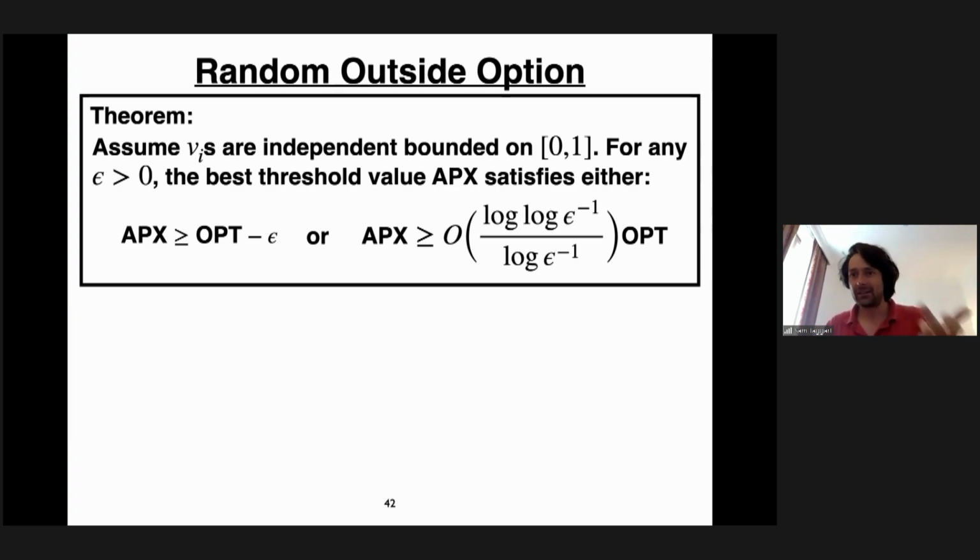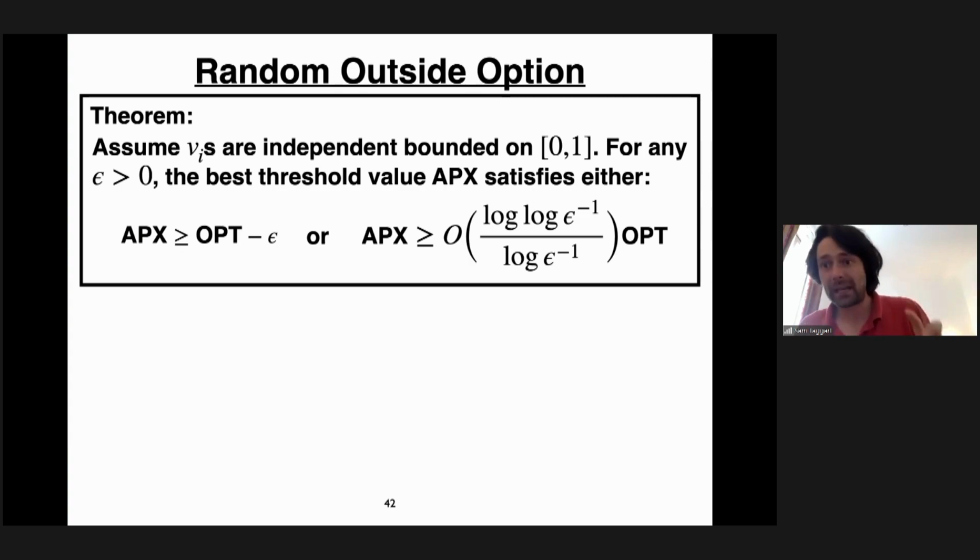Either you can get an additive epsilon approximation, or you can get a multiplicative approximation that is a function of epsilon, but unfortunately it's not way better than linear. It's log over log log. And as I make epsilon smaller, then the mechanism gets more complicated? No, so this holds for all epsilon simultaneously for the best threshold. So if you take epsilon really small, the additive approximation binds hard and the multiplicative approximation binds barely, not at all.